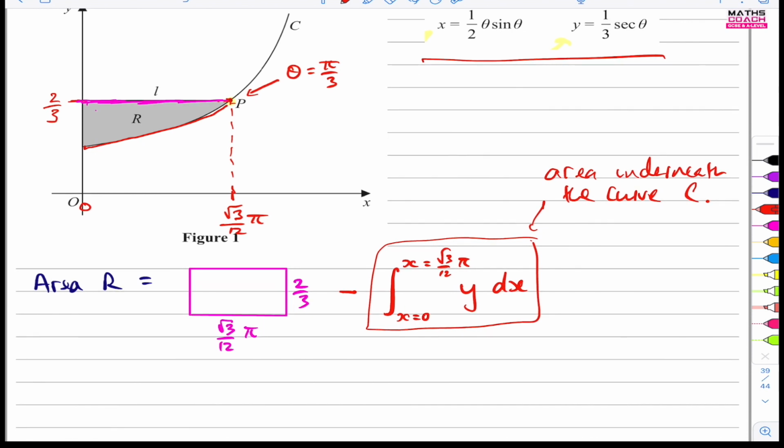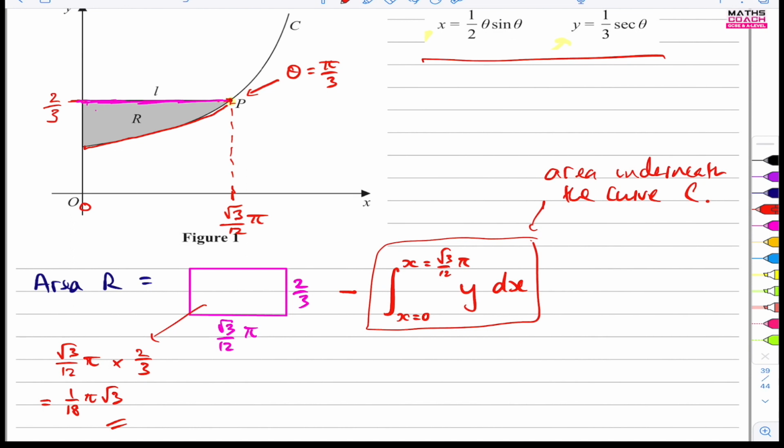That's the easy part. The area of the rectangle would be root 3 over 12 pi times 2 over 3. And if we work this out, this will be 1 over 6, so it'll be 1 over 18 times pi times root 3. So that's the area of our rectangle.